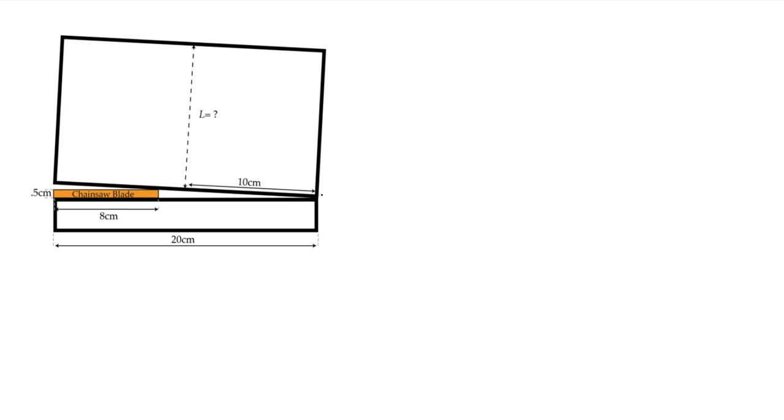So L here, this length, is the length from the bottom of the log up to the center of mass. So this is the center of mass. Essentially, we want it so that if we went from this point vertically up, it would eventually intersect the center of mass. That's the condition for L.